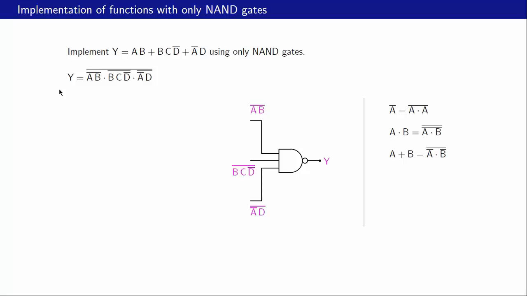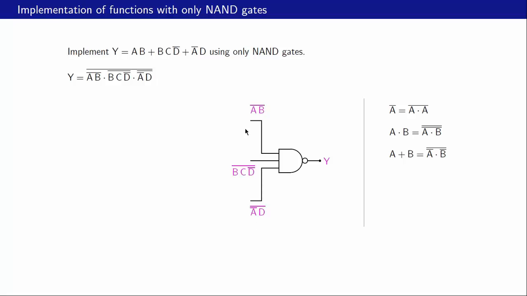and that is the implementation of the first step. So we have AB bar here, BC D bar of that, and A bar D bar of that, and all of those are applied to this 3 input NAND gate. That should give us our output Y. And now we need to figure out how to generate each of these.